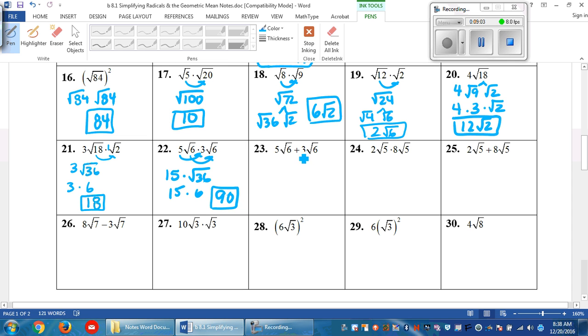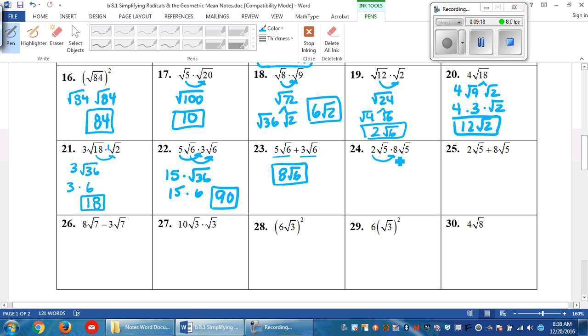Next one, oh, careful now. Look, same numbers, but it's a plus sign here. So can we add a 5 root 6 and a 3 root 6? Yes, because they're the same root. We get 8 root 6. Hopefully you got that. Next one, oh, back to multiplication.